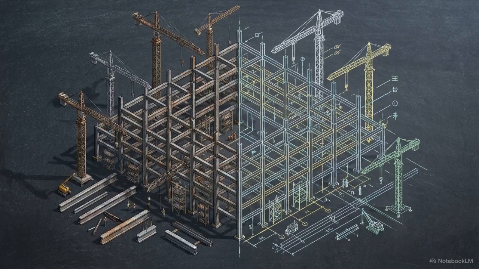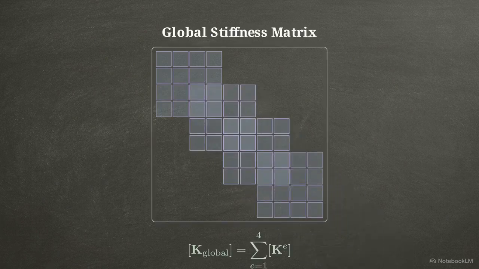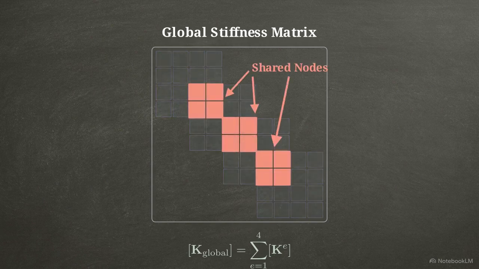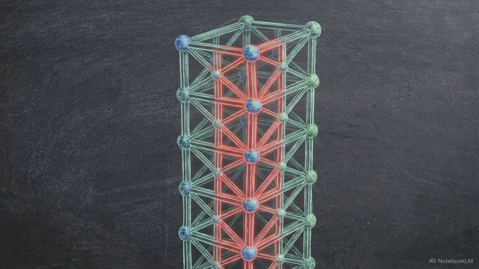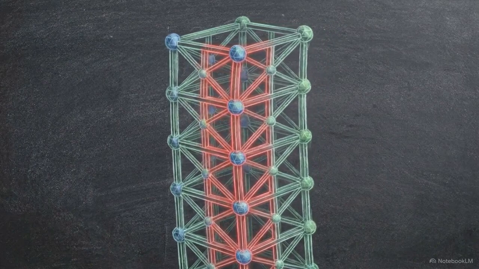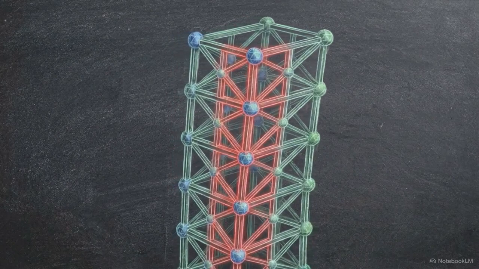To simulate an entire structure, we combine these individual elements. Through global assembly, we stack these individual element matrices to form a master system for the entire structure. The overlapping regions in this global matrix represent the physical nodes that adjacent elements share. This matrix system is the core engine used by engineering software to calculate the behavior of complex structures.